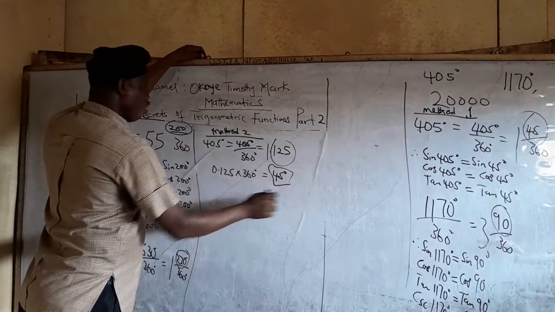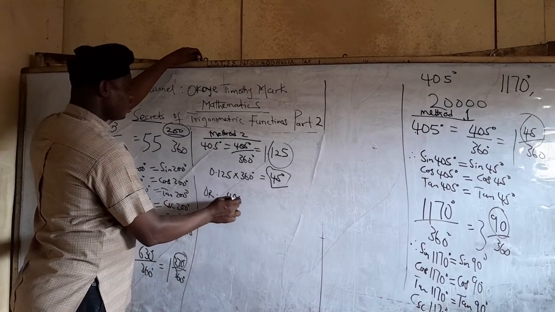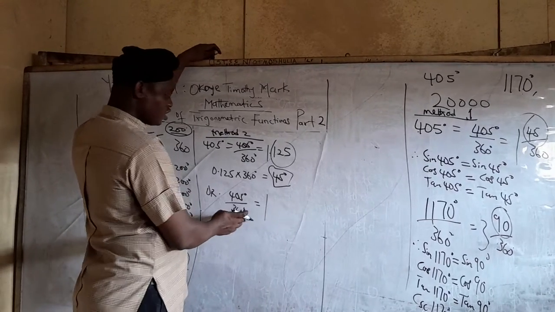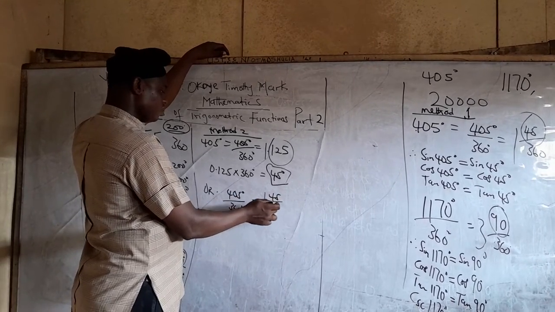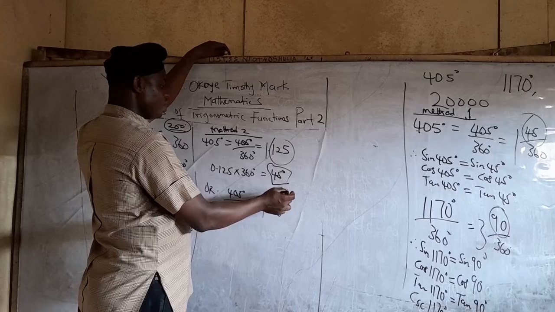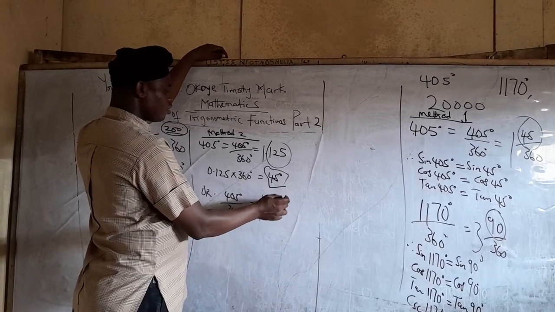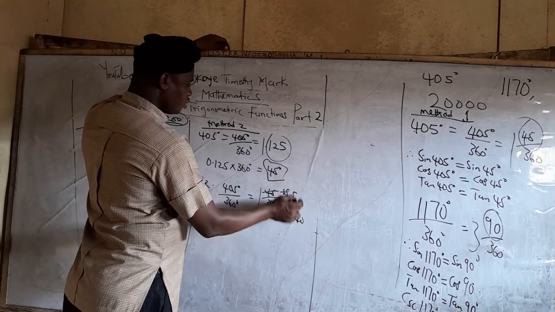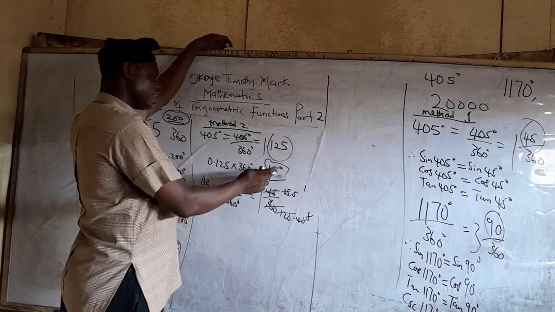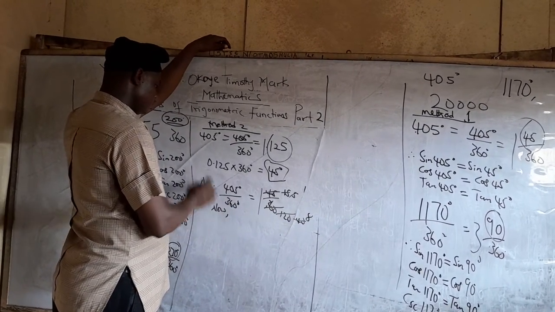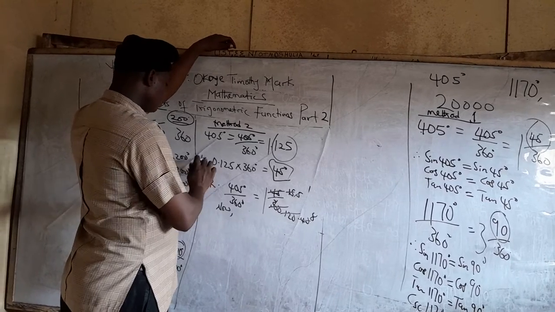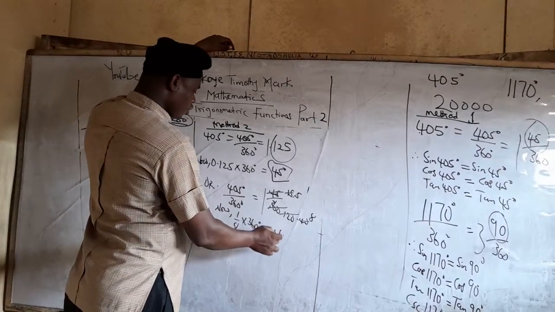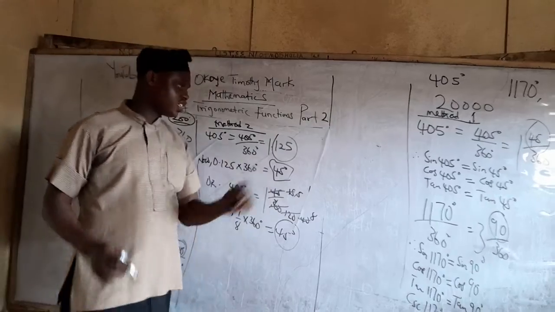Then pick 45. Or you do it this way, 45 degrees over 360 degrees, one whole number being the weight of 360. You reduce 45 over 360 to simplest form: divide by 5 to get 9 over 72, divide by 3 to get 3 over 24, divide by 3 again to get 1 over 8. Now 1 over 8 times 360 degrees will give you 45 degrees. Hence that is exactly 45 degrees.